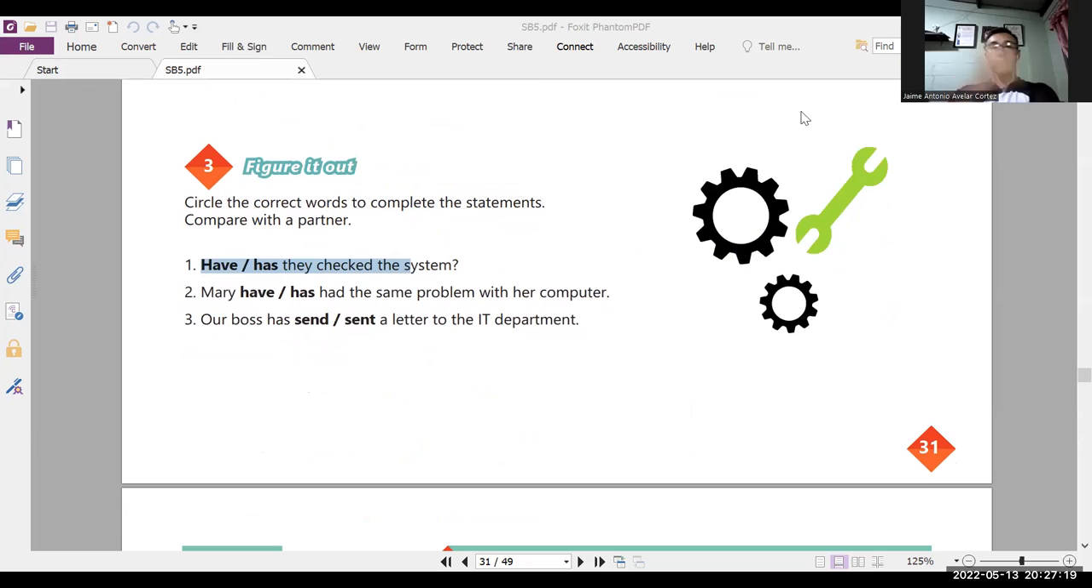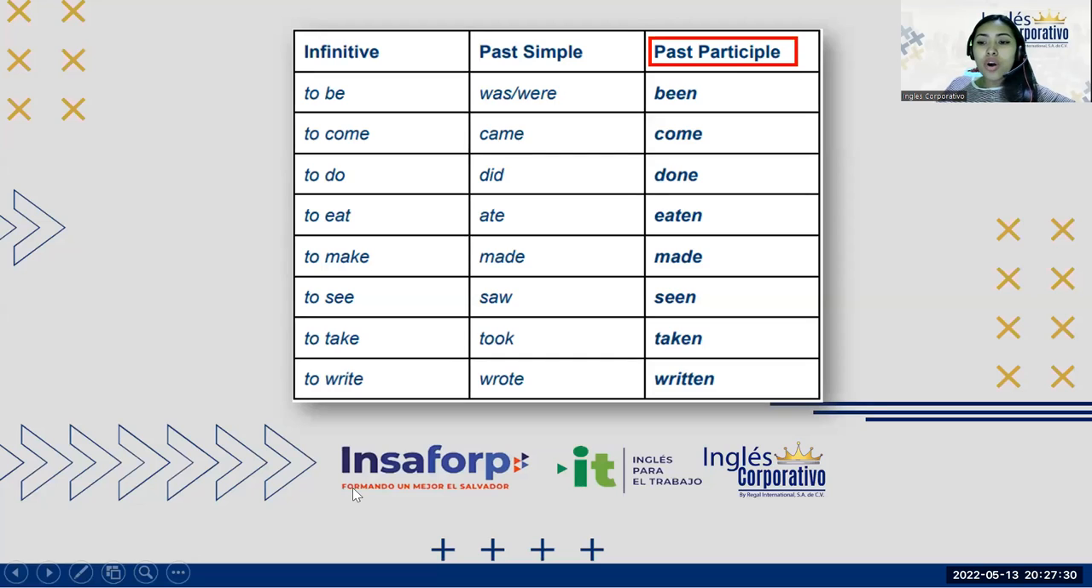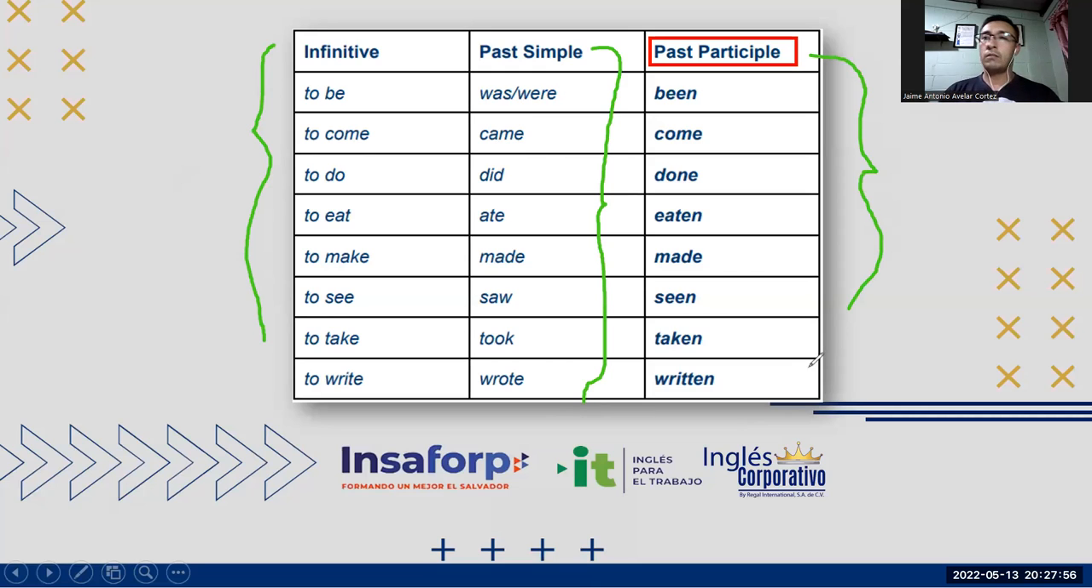Let me do something, let me stop sharing. Okay, let me stop sharing and let me share the presentation I have here for you, right? All right, so here we have a table of all the verbs, okay? Here we have the infinitives, right? Here we have the past simple. And here we have the past participle verbs.